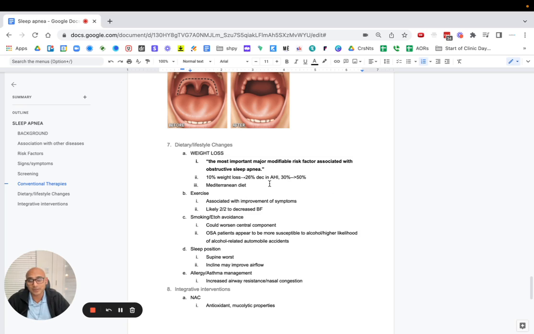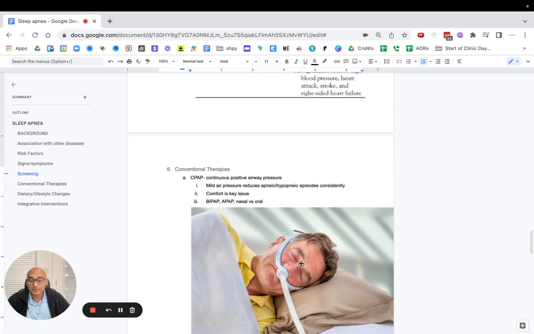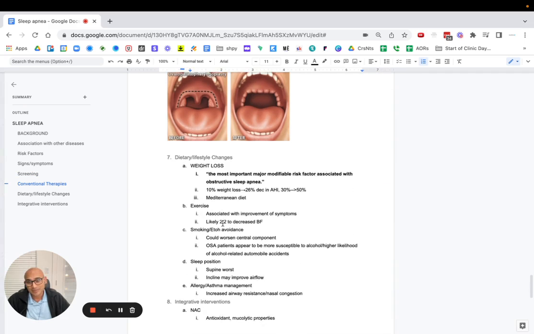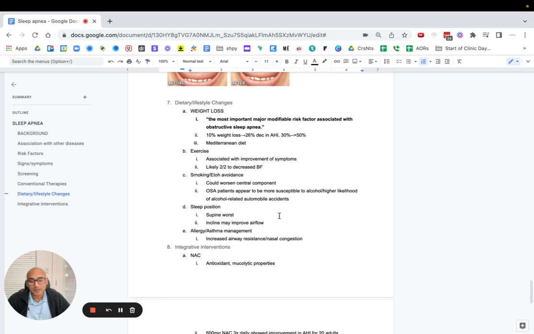As mentioned earlier, getting that body fat percentage down, getting that weight down, particularly if you're considered obese or overweight on your BMI, will really make a big difference, and ideally allow you to come off some of these devices, particularly if you find them to be cumbersome, right? Exercise. So this will go hand in hand with weight loss, but it's also independently associated with improvement of symptoms. And the researchers that looked at it really think it's secondary to decreased body fat.